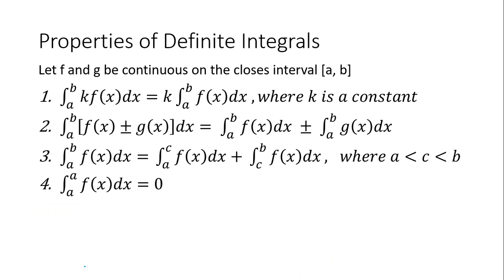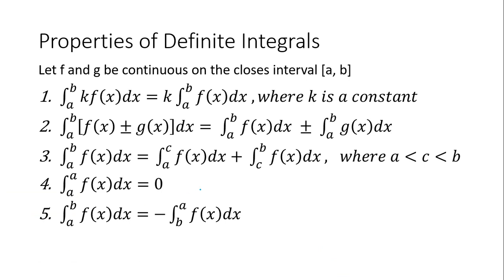Now, next one. I have the integral from a to a of f of x is 0. That makes sense, right? So let's say this is my function. Let's do a straight line, easy. And let's say that this is a here. If I'm not going anywhere, am I accumulating any area? No, I'm not. Okay, so that makes sense.